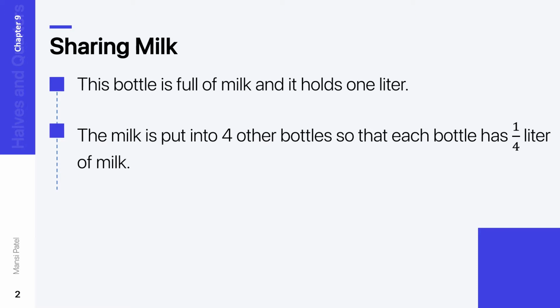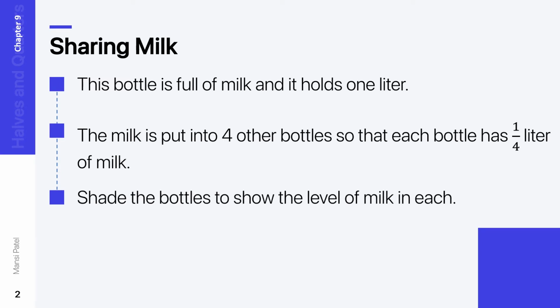The milk is put into 4 other bottles so that each bottle has 1/4 liter of milk. Now the quantity of 1 liter you have to divide into 4 different bottles. If those 4 different bottles share the milk, then what is the quantity of milk? In a fraction, we can say that each bottle has 1/4 liter of milk.